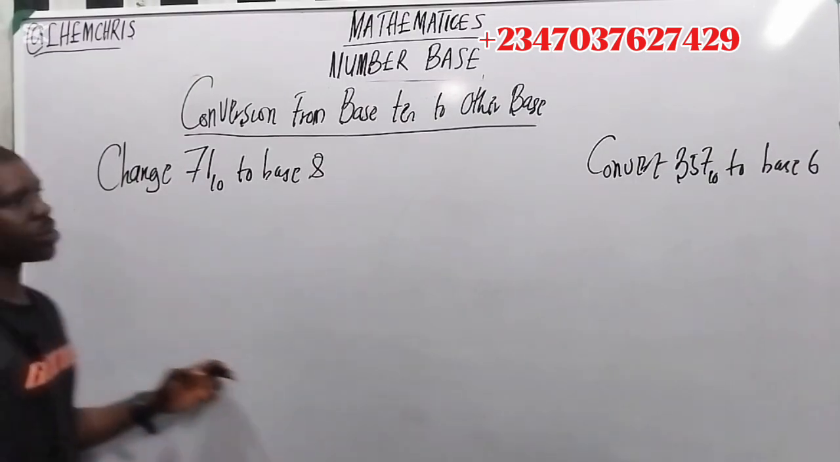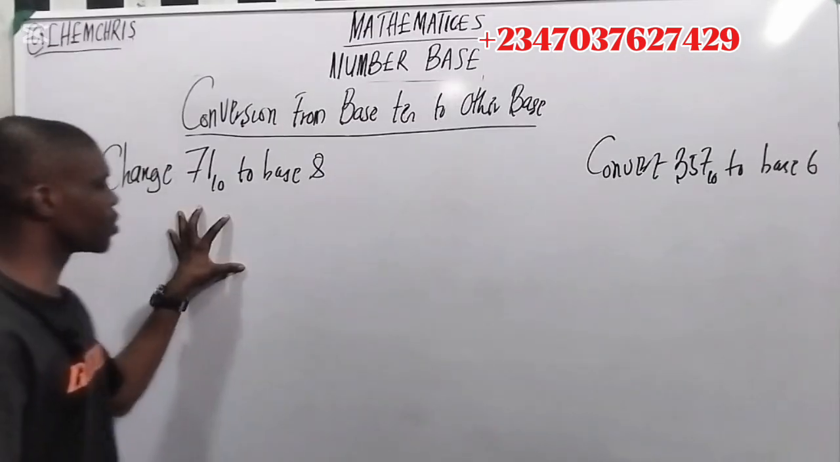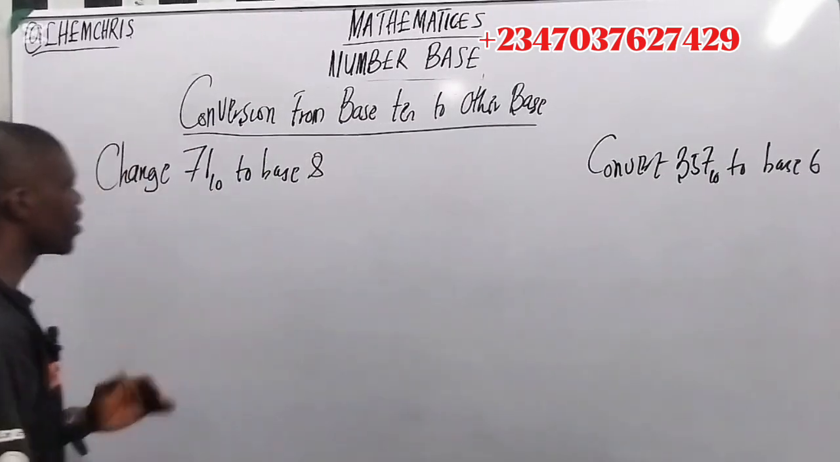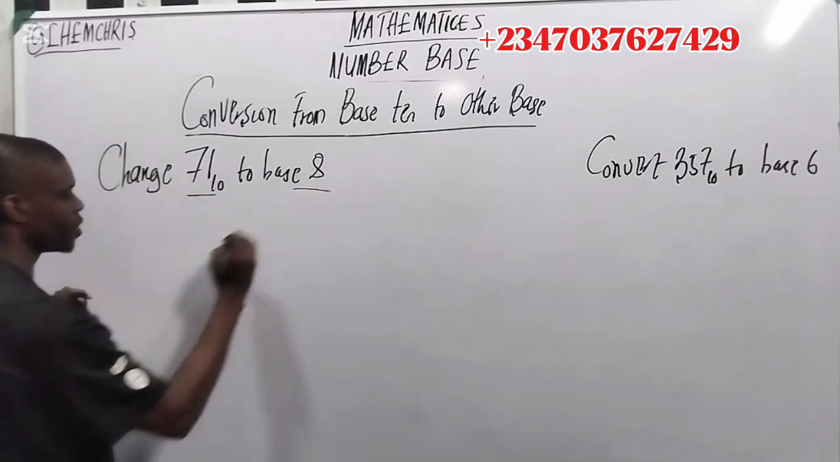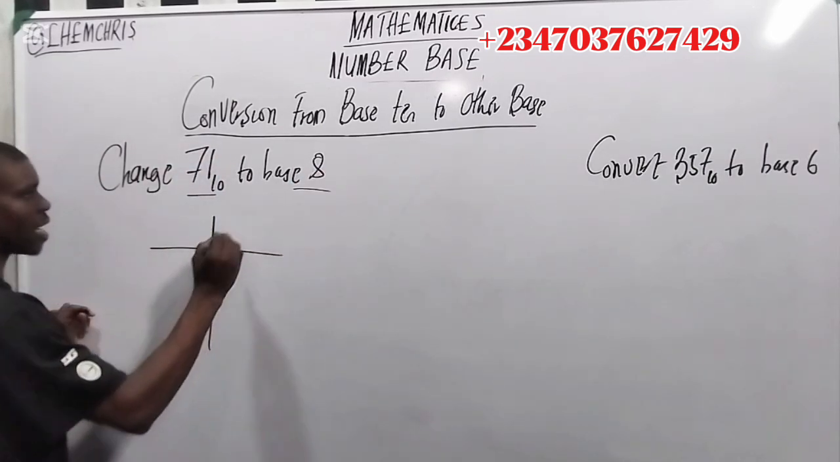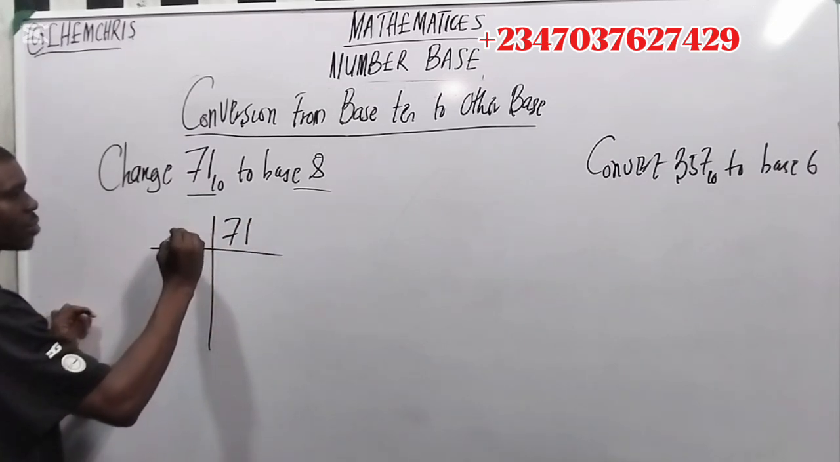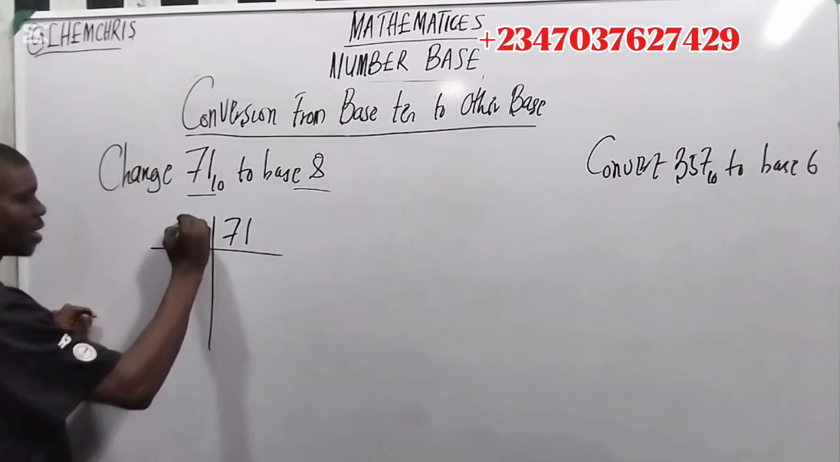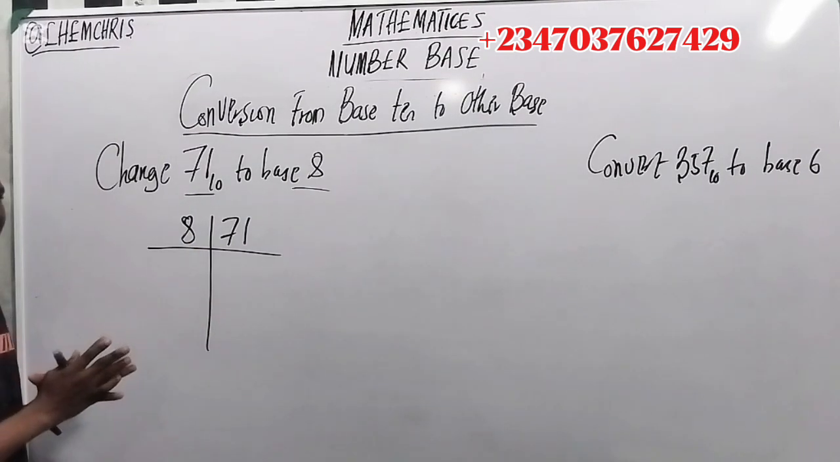I will try this one, then you do this one for me. So this thing here is very easy. If you are converting from base 10 to other base, you divide this number by this other one here. So this is what I want to get. Now, 71, here we have what? 8.